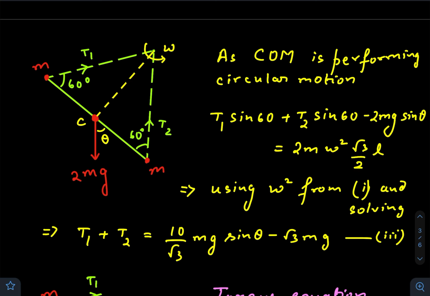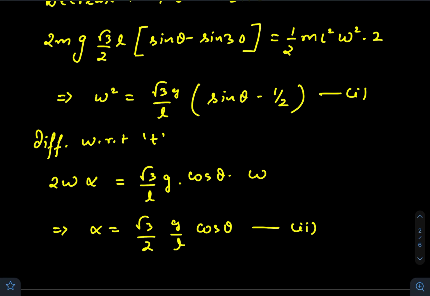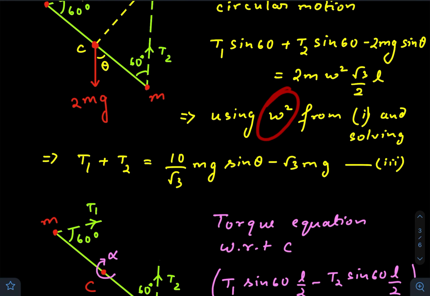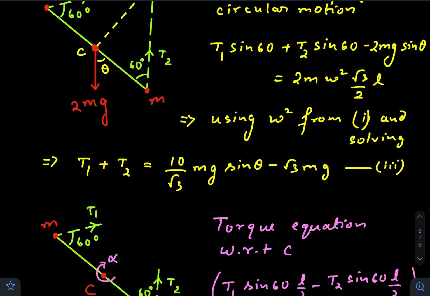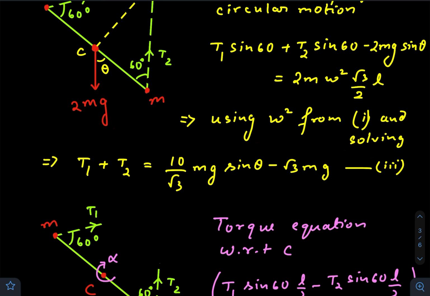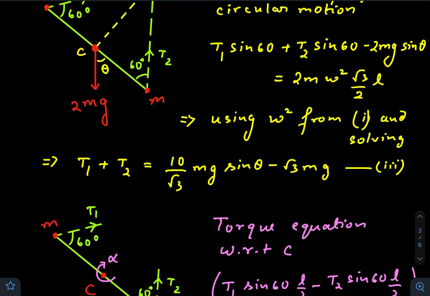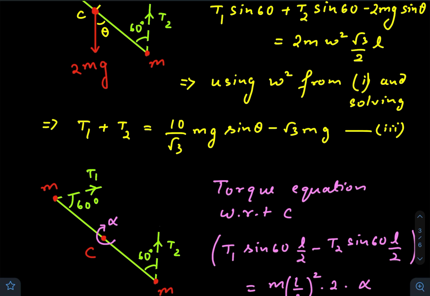This is the concept of circular motion. Now just use the value of omega square that we have achieved from equation 1, just put it here. Solving it, we will get something like this. You can just try it out. Okay, you need to trust me here, because I have already solved this equation. We'll get this as a simplified form. Now we need another equation to solve for T1 and T2.